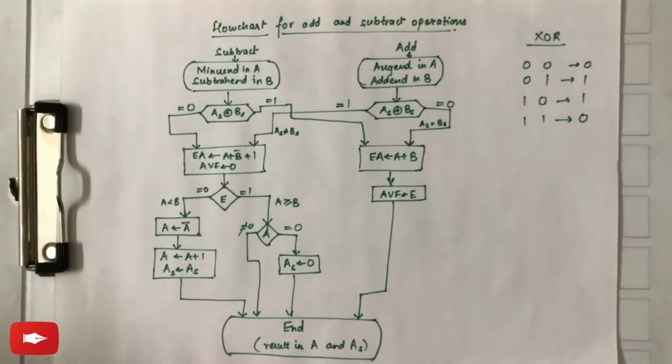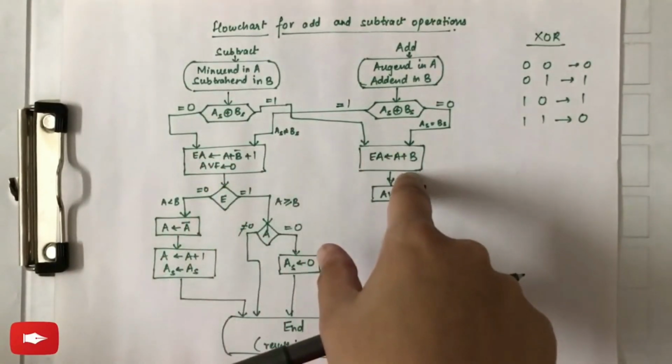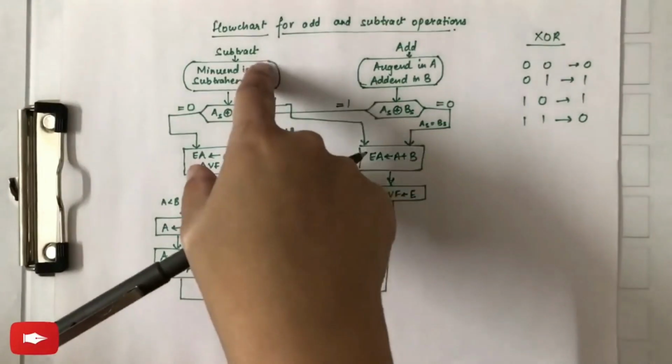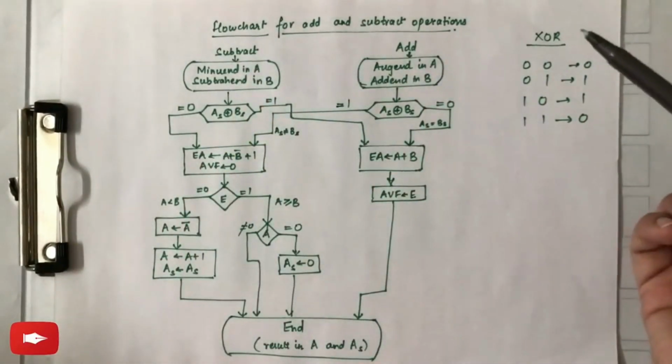The topic for this video is again addition and subtraction, but in this video we are going to deal with the flowchart for these two operations. Now this flowchart is basically divided into two parts, subtraction and addition. Again we need two numbers A and B to perform both the operations.